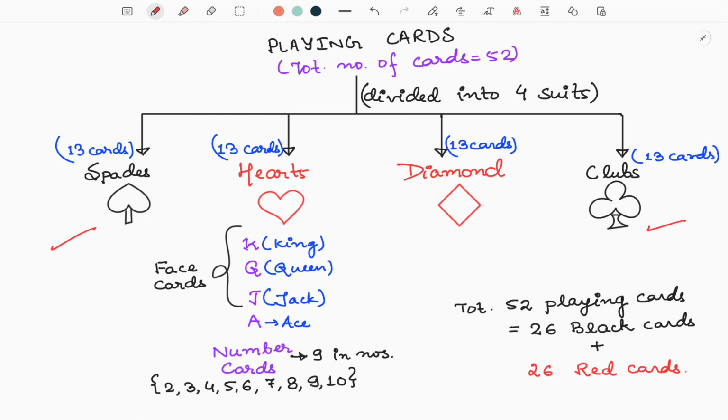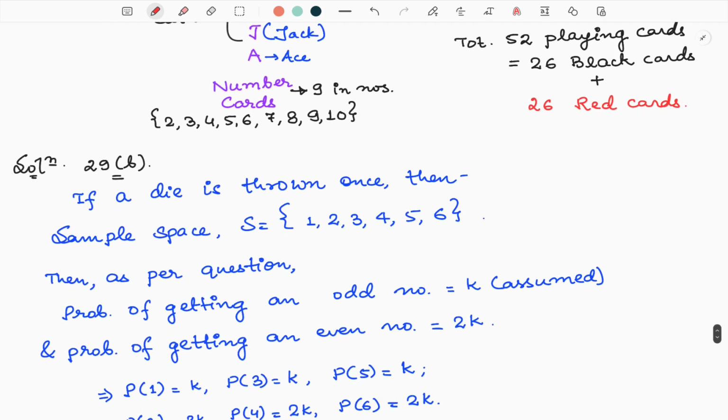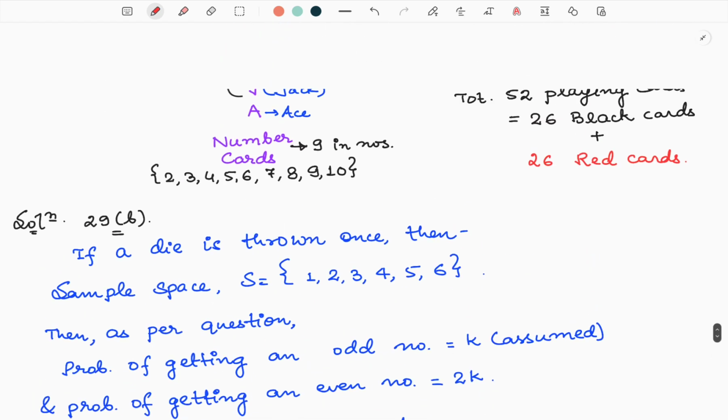So this is a basic understanding of playing cards. If you know this much, you can solve any question if you apply your cognitive skills and logical reasoning. I have just drawn it here for your basic understanding. Now let's move to part B of question 29. Part B is related to throwing a die, and let us first read the question.